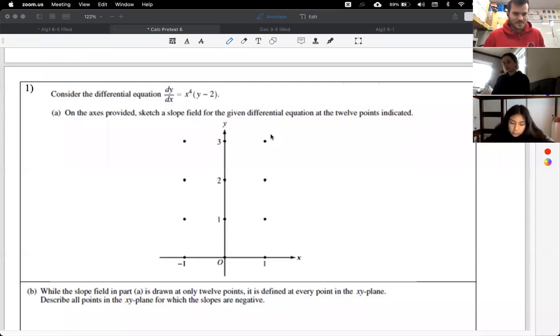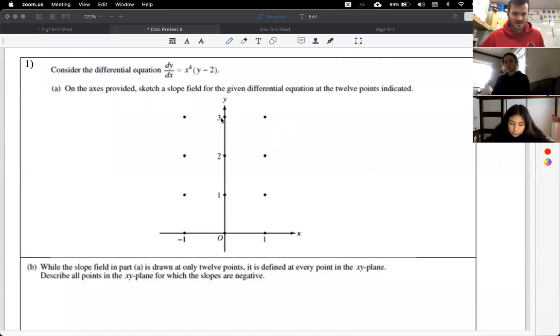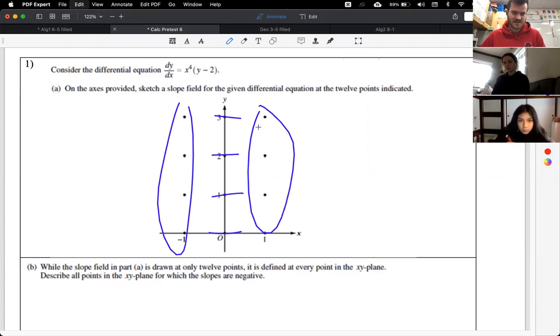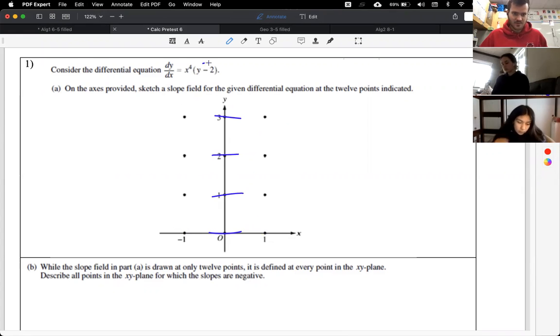All right, so number one, provide a slope field. So notice that X is always going to be positive. When our X coordinate is 0, all of these are going to be 0. So let's go ahead and do that first. We have 0, 0, 0, 0. When X is -1 versus 1, it won't affect the slopes. So the slopes here and here should be exactly the same. And then you just have to worry about this y minus 2.